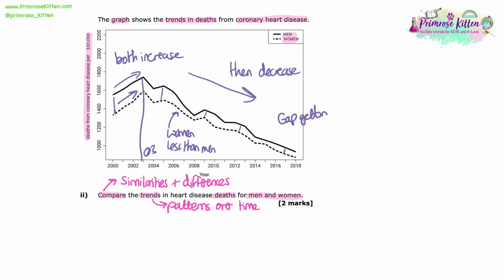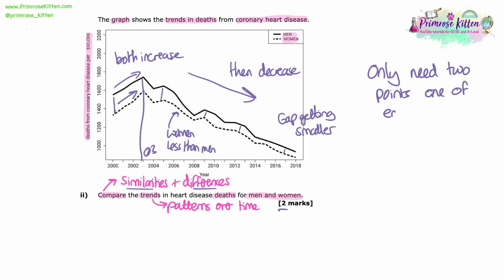So this is something that's quite niche, and I wouldn't necessarily expect everyone to have spotted this. But the difference between the number of deaths between men and women is actually getting smaller over time. So it was actually quite a big gap between the two lines, much higher in men, and over time it's getting smaller. We only need to give 2 points because it's only a 2-mark question. This could easily have been a 3 or 4-mark question though.